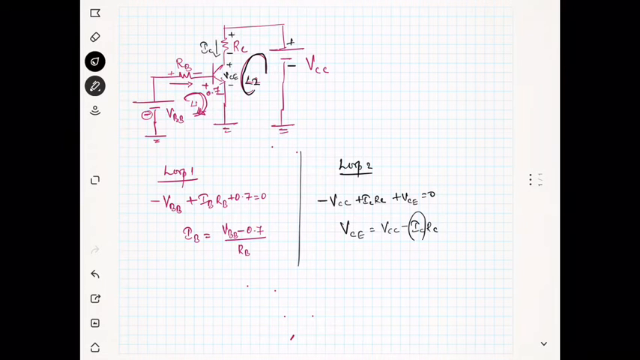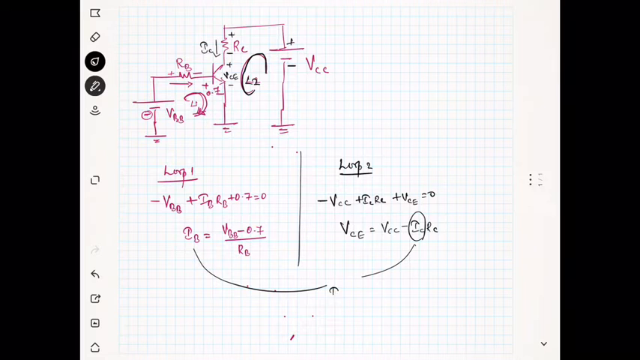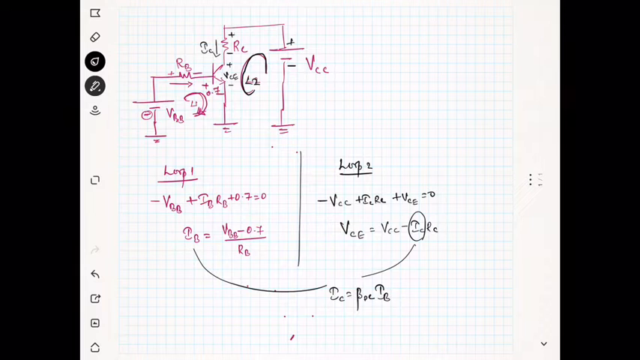Now how to find this IC? The IC can be easily found by using IB. IC is equal to beta DC times IB. So this is a kind of biasing technique that we have seen in the last class. So what do you mean by biasing technique? Biasing technique means applying proper voltage to the transistor in order to select the operating region.